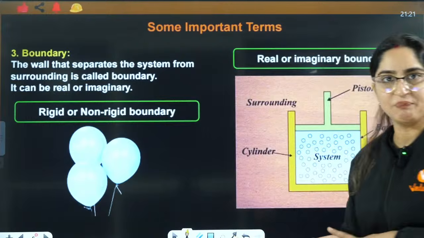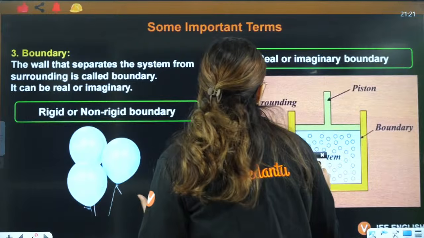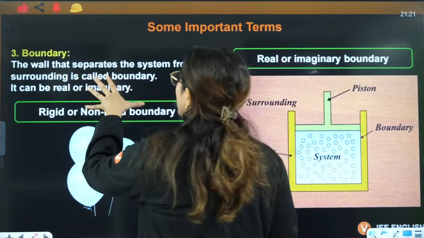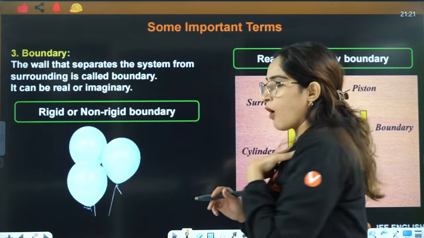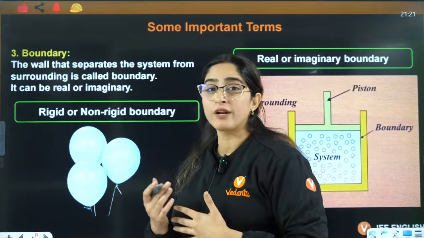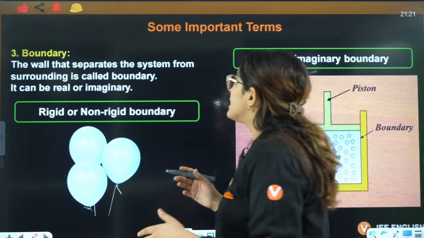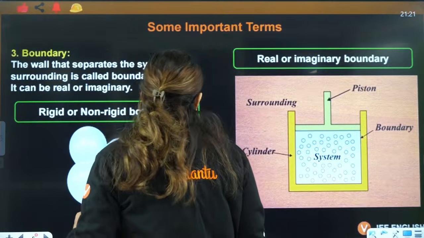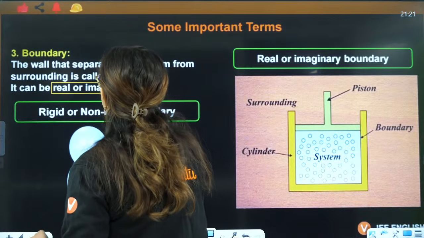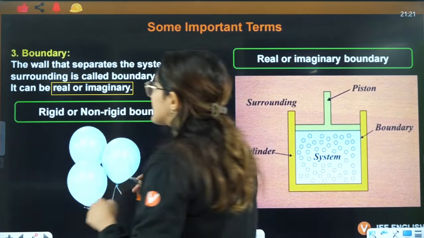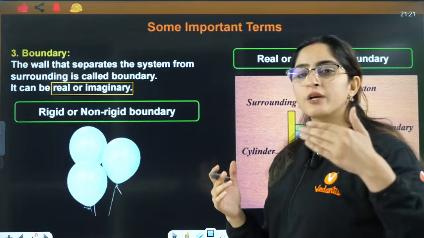Then boundary. The wall that separates the system from the surrounding is called the boundary. Now that boundary can be visible or invisible, so it can be real or imaginary. Real means it is visible, imaginary means it is invisible. There is no rigid boundary here.